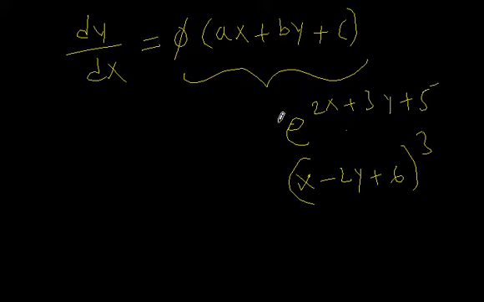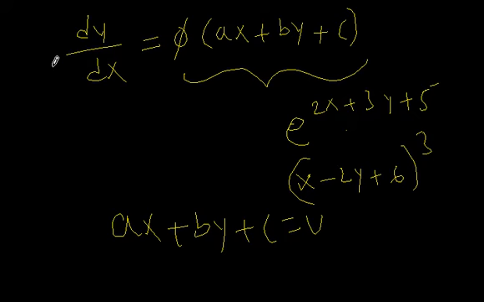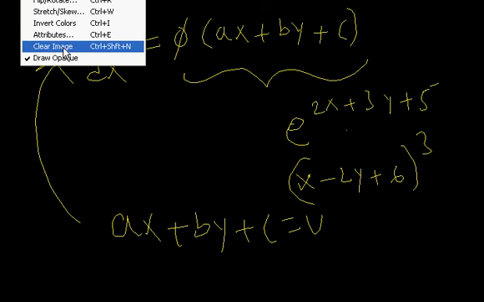If we have a differential equation like this, to reduce this to variable separable form, we have to make a substitution, that is ax plus by plus c is equal to v. With this substitution, we can reduce this differential equation to a variable separable differential equation. I will illustrate that by considering one simple example.